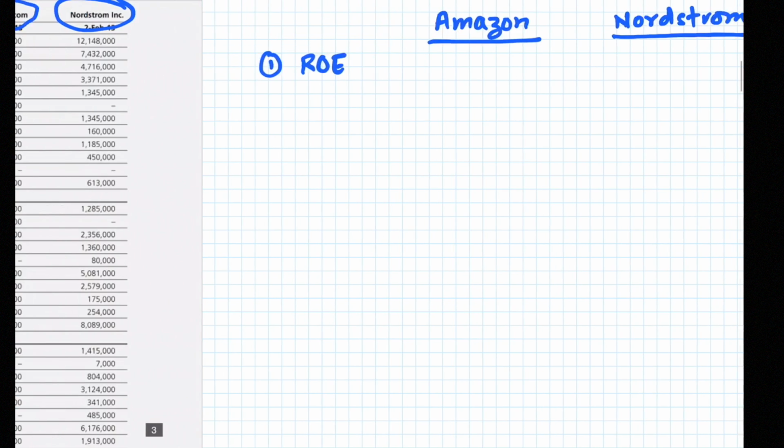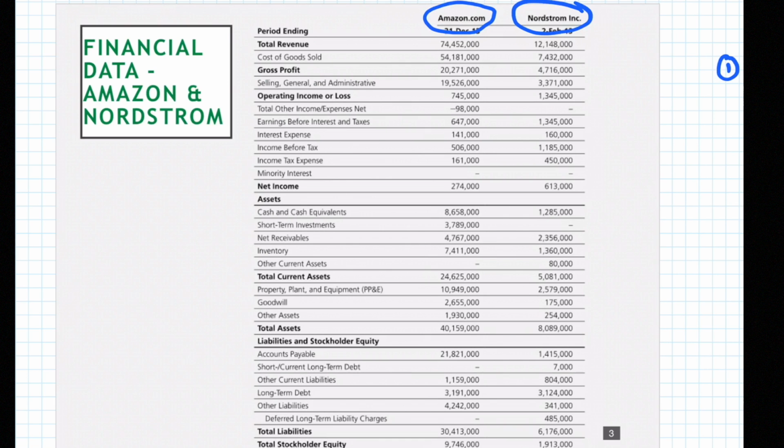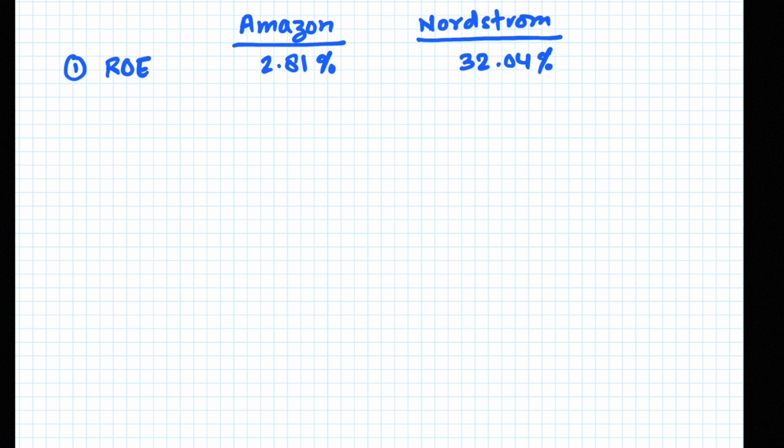We can calculate ROE. So we divide net income by average shareholder equity. So these two numbers are given here. So ROE measures return on investment made by firm's shareholders. Basically, it tells us that each dollar invested in Amazon earns about 2.81%, whereas each dollar invested in Nordstrom earns about 32.04%.